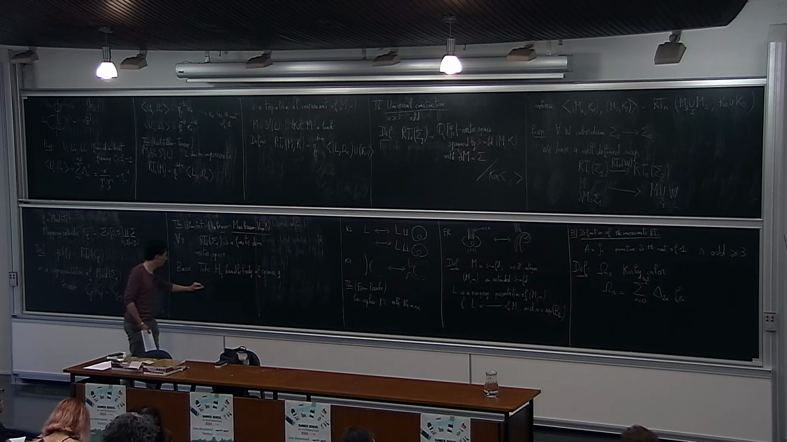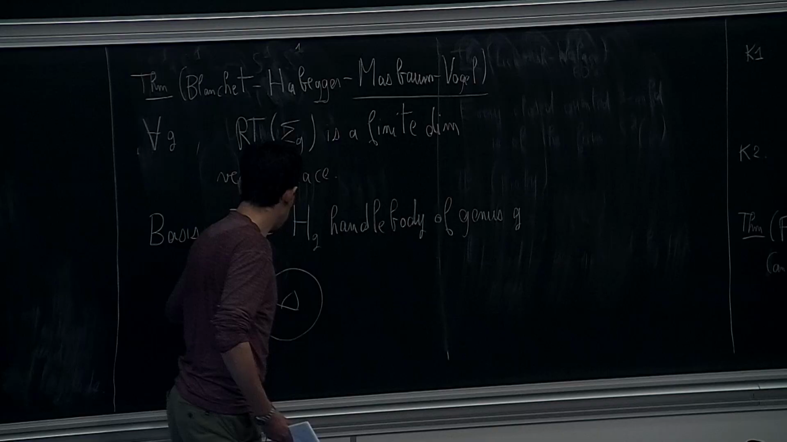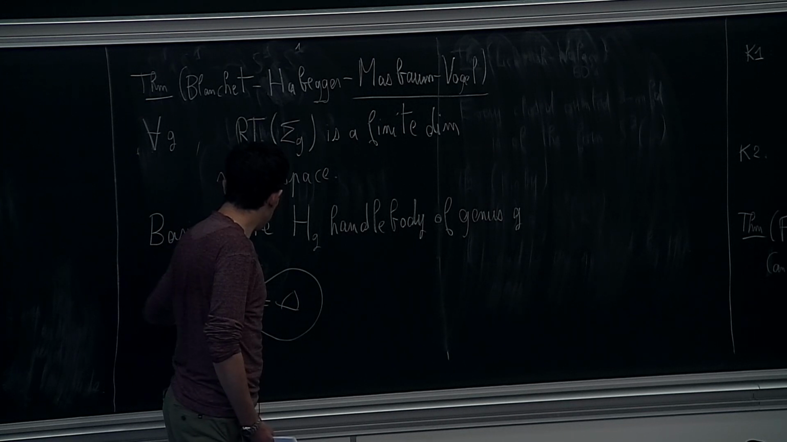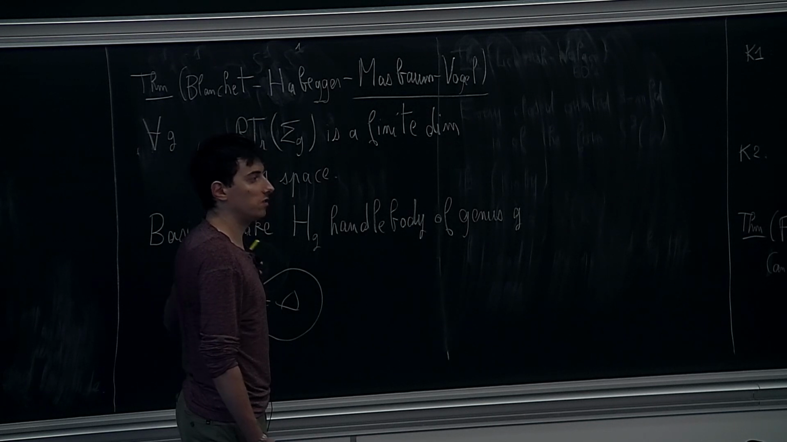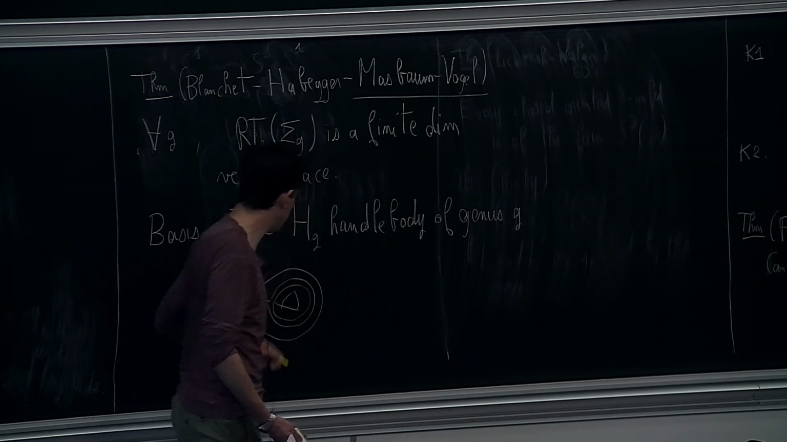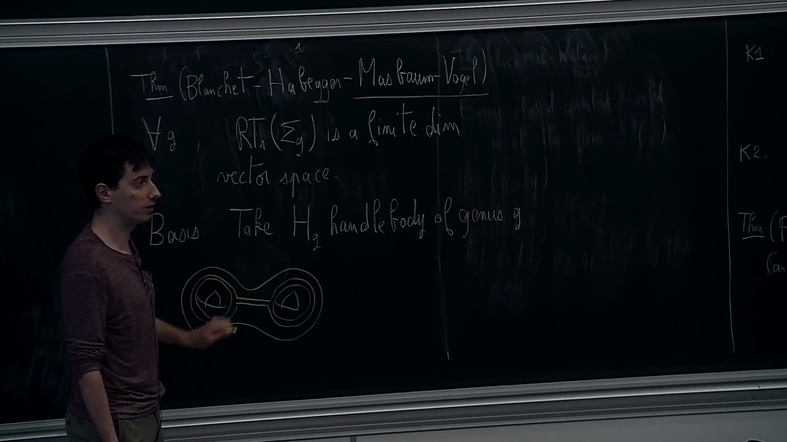So here's my handlebody. And my handlebody, I can think of it as the thickening of a trivalent graph. So this is more or less equivalent to taking a pair of pants decomposition of the surface such that each curve bounds a disk in the handlebody. It's not exactly that, but it's almost that. So I think of my handlebody as the thickening of a trivalent graph like this.